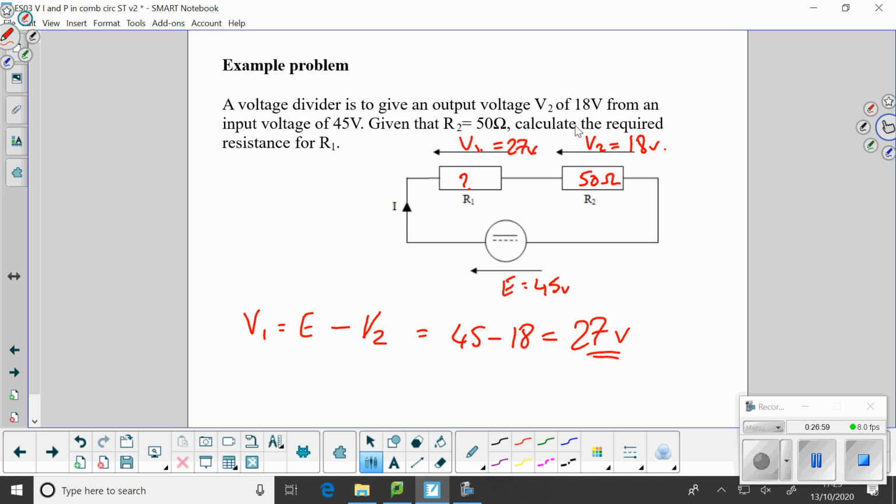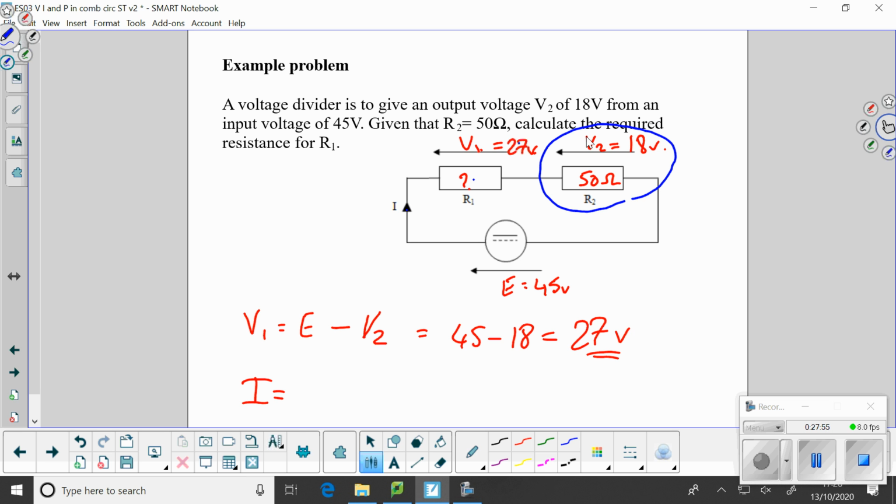How can I find the value of that? How can I find the current? What we can do is take this one resistor, where we've got the voltage and the resistance. Therefore, we can find the current. And because it's a series circuit, the same current goes through this resistor. So once we know the current, we can use the 27 volts and the current to find that resistance.